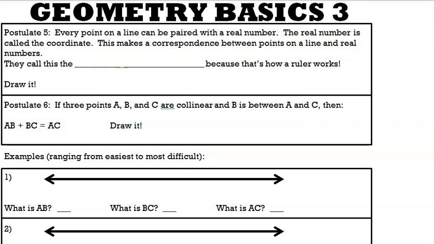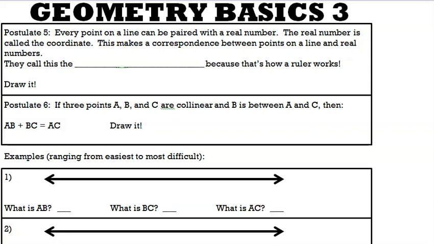Postulate number 5. We did 4 postulates before, so this would be the 5th one. It says every point on a line can be paired with a real number. The real number is called the coordinate. And what you should be thinking when you hear this is you've got a number and it's on a line. Okay, well, number lines. We've done this. So that makes pretty good sense.